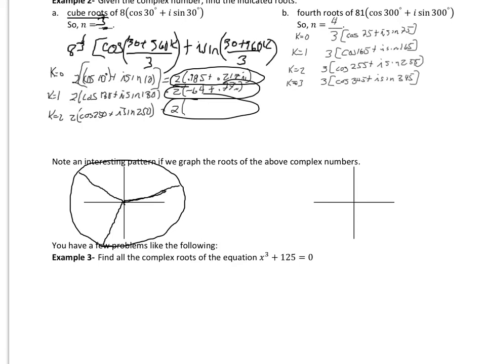Now on part B, think of our angles. We're at 75, so we're roughly right in that area. We're at 165, right there. We're at 255, and we're at 345, right there. Again, all my moduli are the same. That forms a nice, easy circle, and these split it up into 4. Those are all perpendicular to each other, so it splits it up into 4 different, equal or congruent parts.